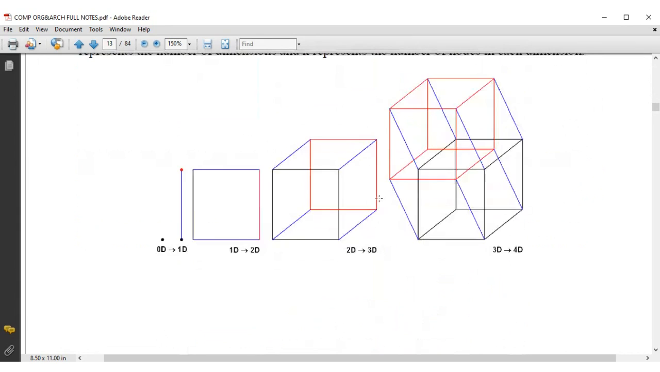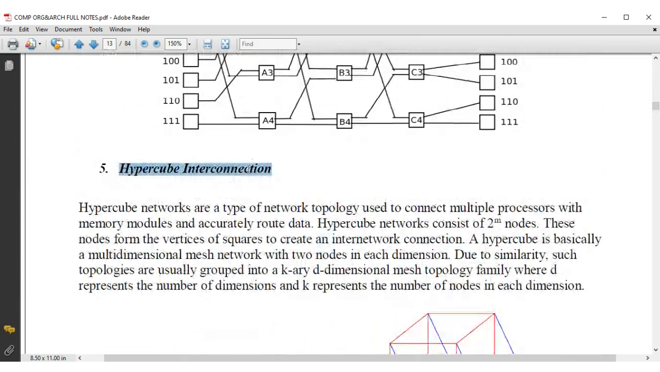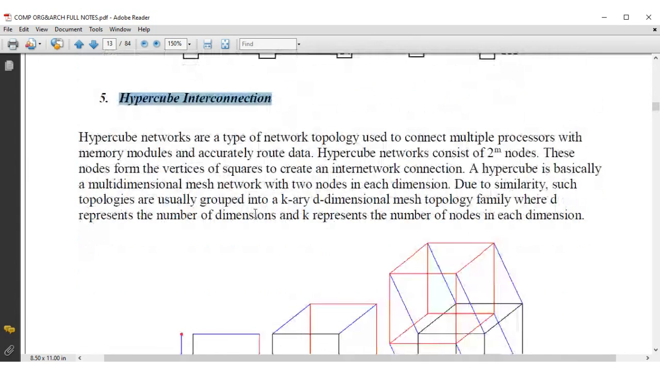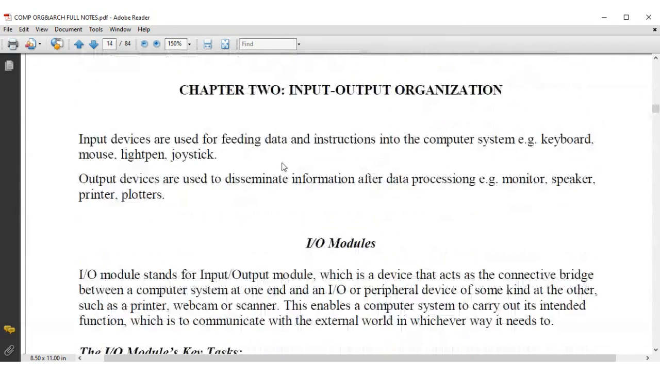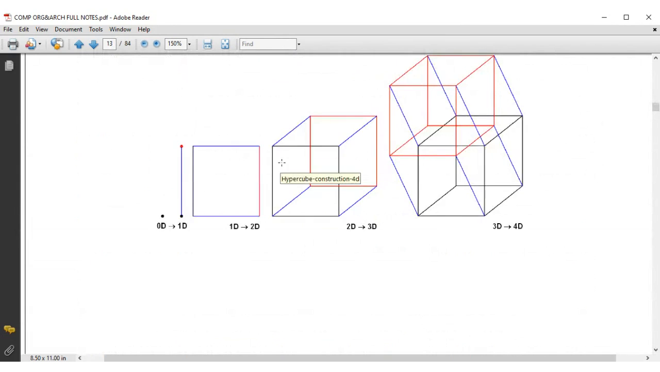So this is what we call the hypercube interconnection. Don't worry about the 2M nodes, the K array and D dimensional. What you need to know in hypercube is that they emit multidimensional signals, and these signals can be projected holographically. Okay, so that is it about the PC interconnection structures.